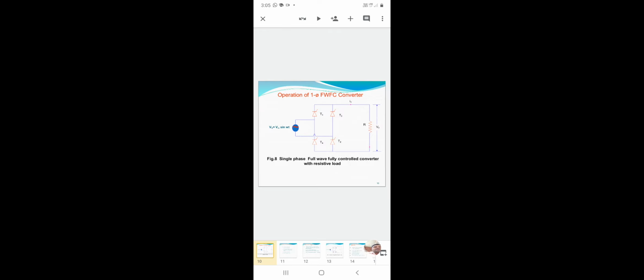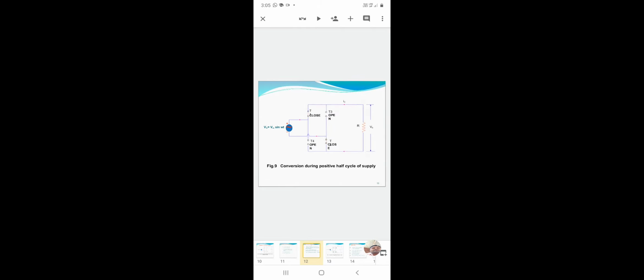Why? Because the anode of T3 is connected to the negative terminal of the source, and the cathode is connected to the positive terminal of the source. So this is during the negative half cycle: T3 and T4 are forward biased, T1 and T2 are reverse biased.